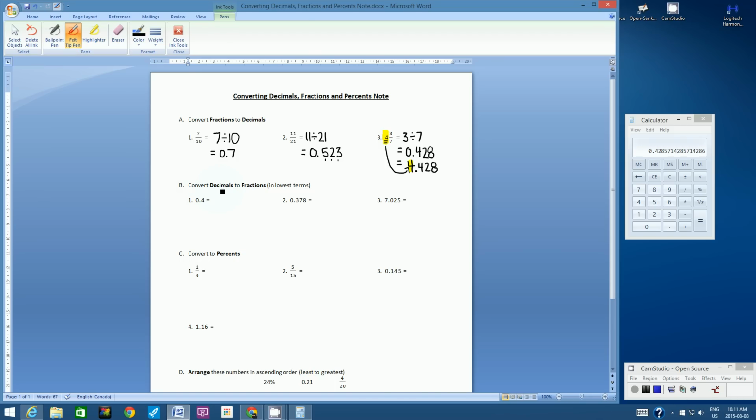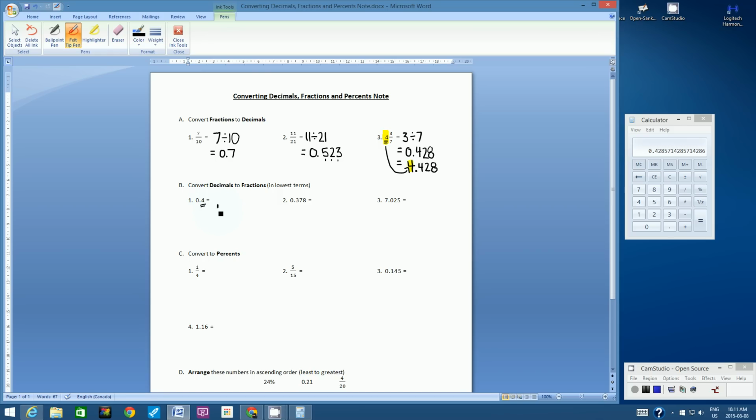Now we're going to convert decimals to fractions. So we're going to go in the opposite direction, decimals to fractions. And whenever we write a fraction, we always want to write it in its lowest terms. Okay, so this is how we go about these questions. So we look after the decimal place. We look for the last number in our number. So in this case, the last number is a 4. So we have to determine what place value column is that 4 in? Well, it's in the tenths column.